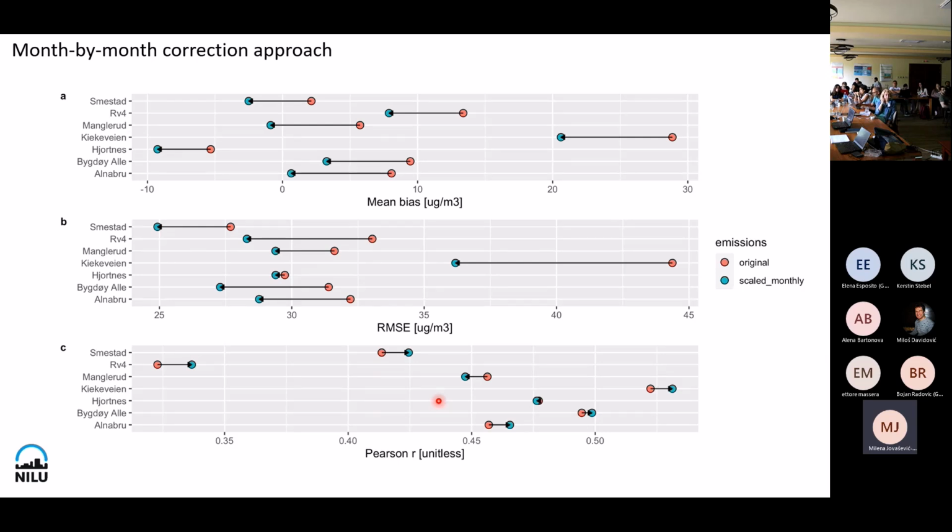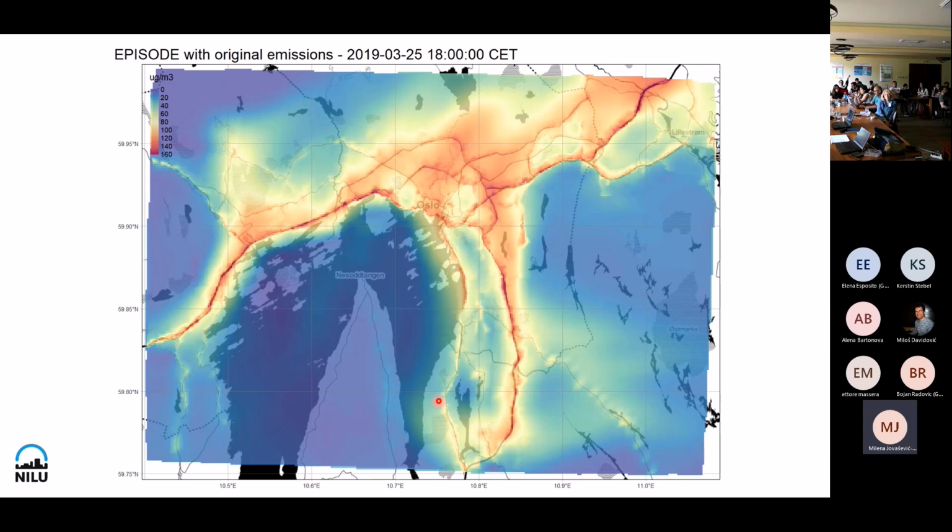The red dots here show for each of the stations the original emissions. And in blue, we see the scaled emissions with these satellite-derived correction factors. For some of the sites, I didn't label here what ABC is, but it doesn't matter. The point is that for most of the stations, we have a decrease in the. I'm sorry, this is the wrong plot. This is not what I want to show. Okay, the point is that the month-by-month correction improves the accuracy of the model by up to approximately 20%.